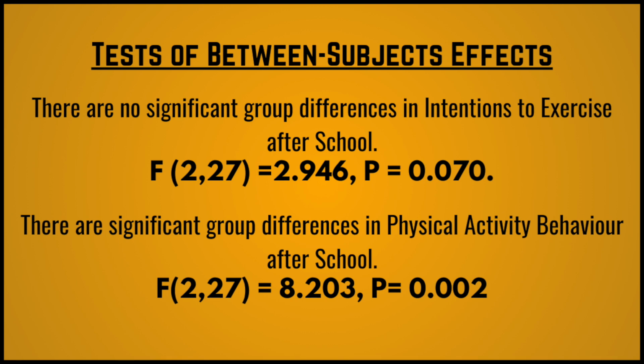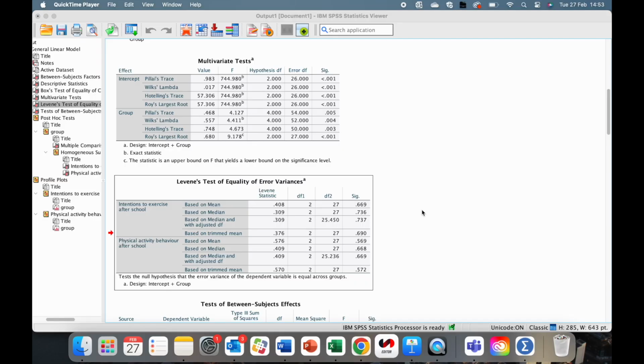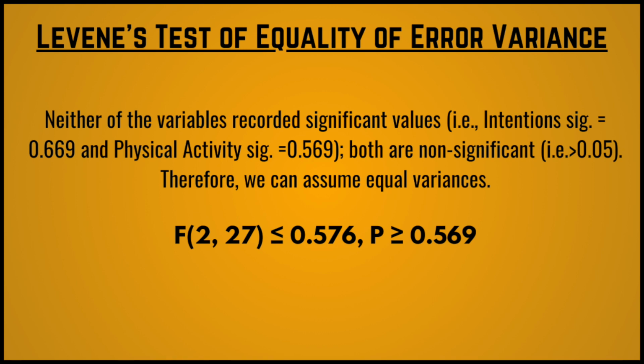p equals 0.002. We look at the Levene's test of equality of error variance. We use the based on mean row to check the significance. If they are non-significant, then we can assume equal variance, and we would report this. Neither of the variables recorded significant values. Intentions significance is 0.669 and physical activity significance is 0.569. Both are non-significant. Therefore, we can assume equal variance, and we report this with F(2, 27) is smaller or equal to 0.576, and the p-value is bigger or equal to 0.569.